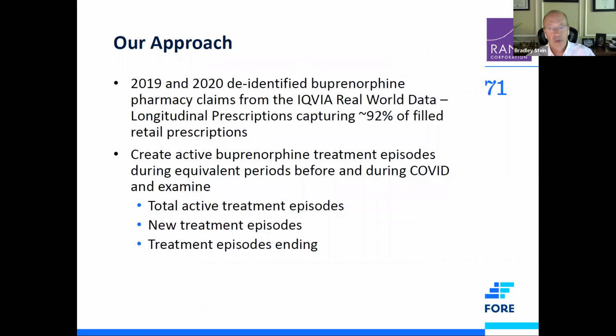Next slide, please. So what did we do? We used 2019 and 2020 pharmacy claims from IQVIA, which during this period captured about 92% of prescriptions filled in retail pharmacies. And we created active buprenorphine treatment episodes and essentially looked at what happened in the period before COVID and in the comparable period during COVID. And as I said, we were looking at the total number of active treatment episodes, then the number of treatment episodes that started during those periods, and the number of treatment episodes that ended during those periods.